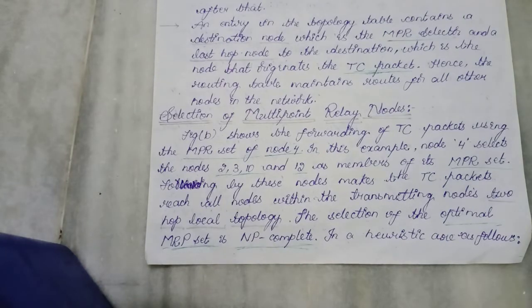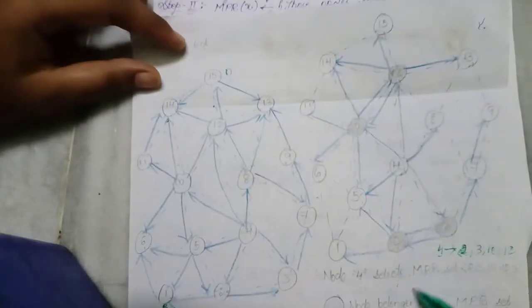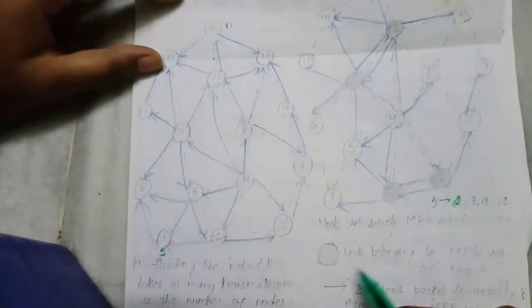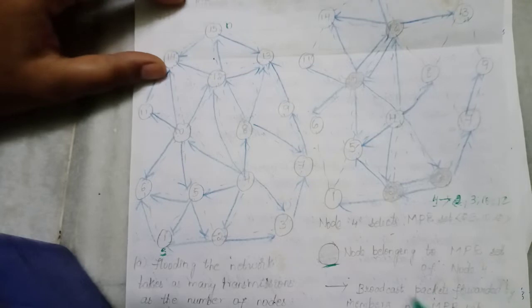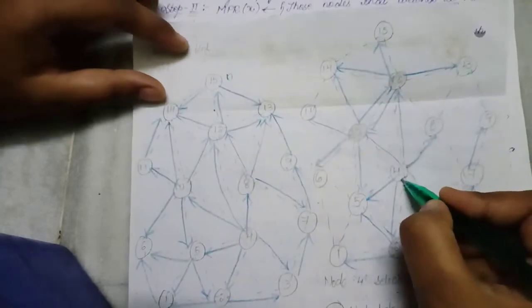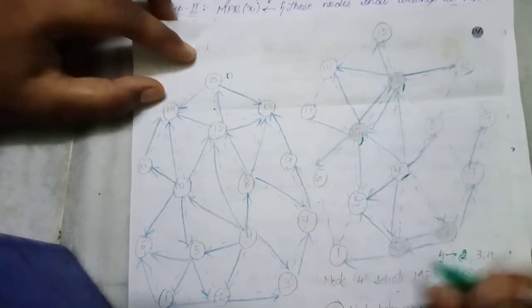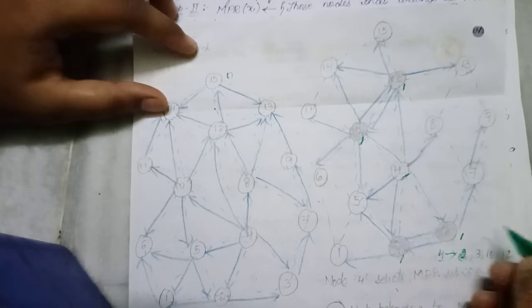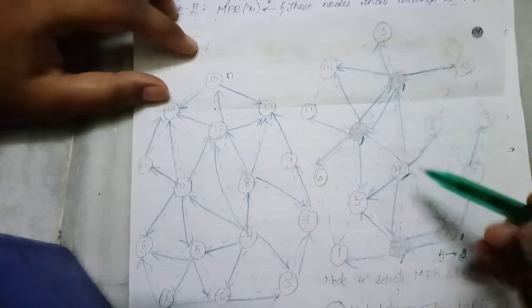As I have already told you, let us consider this again. In figure B, the highlighted nodes belong to the MPR set of node 4. As you can see here, node 4 has the MPR set members 10, 12, 2, 3. These are the set members 2, 3, 10, 12. So what will it do?